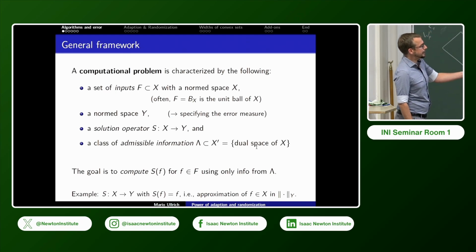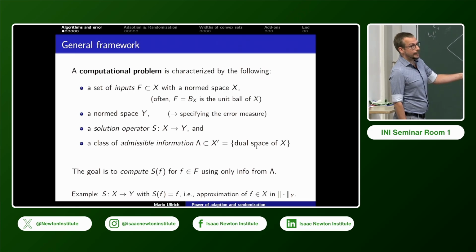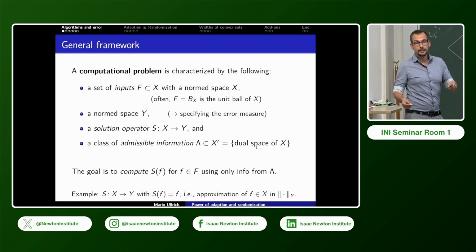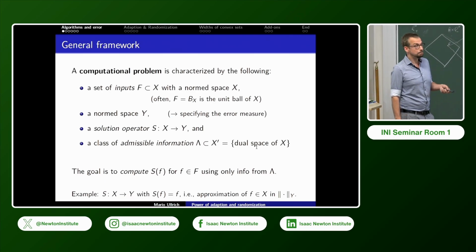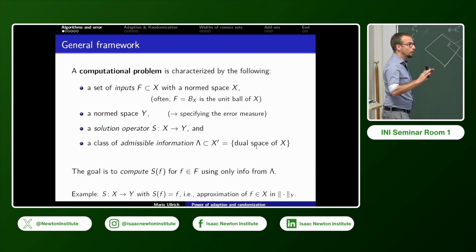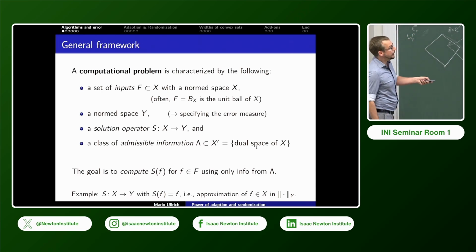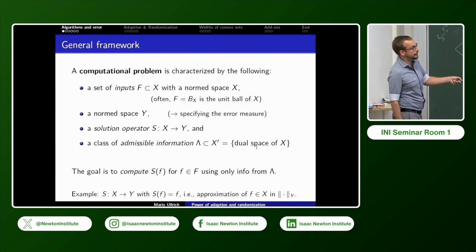And to see the example here, S could just be the identity, S of f equal f. So writing S maps from X to Y is nothing but saying two things. First of all, X is embedded in Y because S must be a bounded mapping. And second, I'm specifying the input and the output. Again, it's just a formal way of writing down my problem. And this then means that I want to approximate an element f of X in the norm of Y.